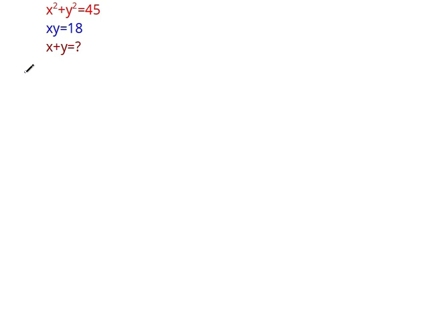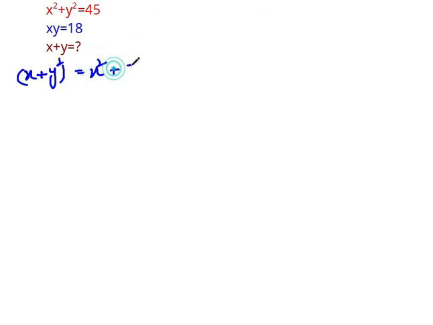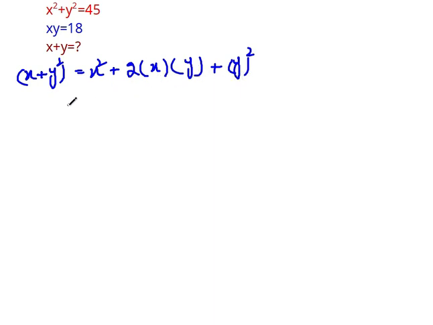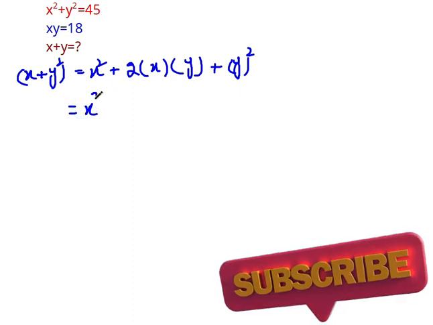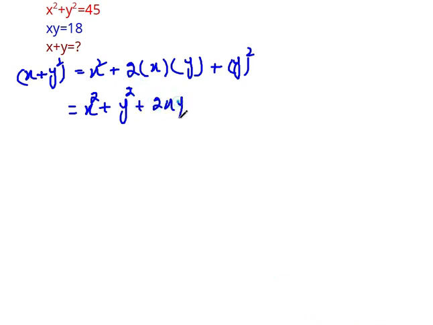As we know, (x plus y) whole square is equal to x square plus 2 into x into y plus y square. This is like, as you know, (a plus b) whole square is equal to a square plus 2ab plus b square. As the x plus y value is asked, we write together x square plus y square, and we can write x square plus y square plus 2xy.